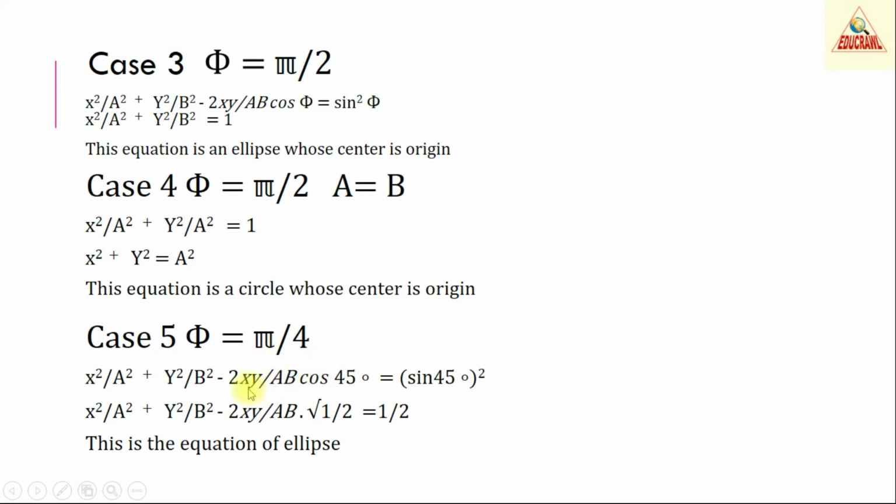So substituting this in the given equation, we have x squared by a squared plus y squared by b squared minus 2xy divided by ab into cos 45 is equal to sin 45 degree the whole square. So substituting the value of cos 45 and sin 45, which is equal to square root of 1 by 2, we get x squared by a squared plus y squared by b squared minus 2xy divided by ab into square root of 1 by 2 is equal to 1 by 2. And this is the equation of an ellipse. So all the 5 cases are discussed.